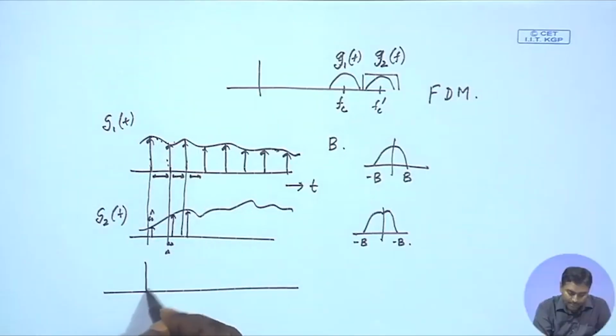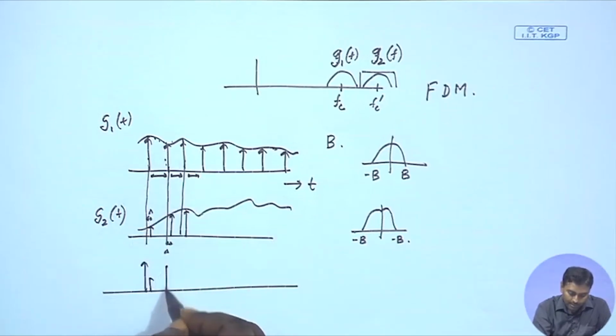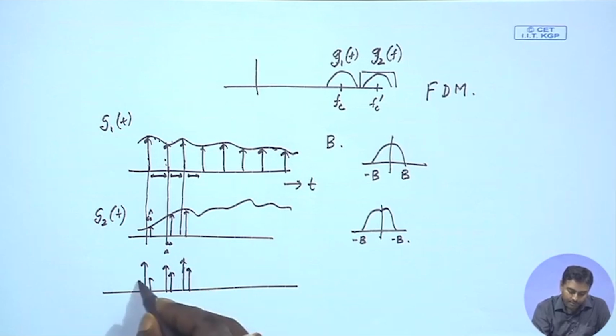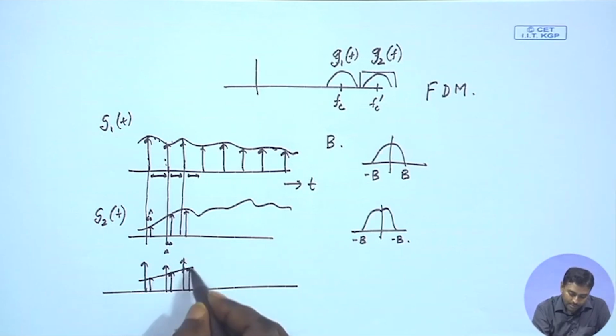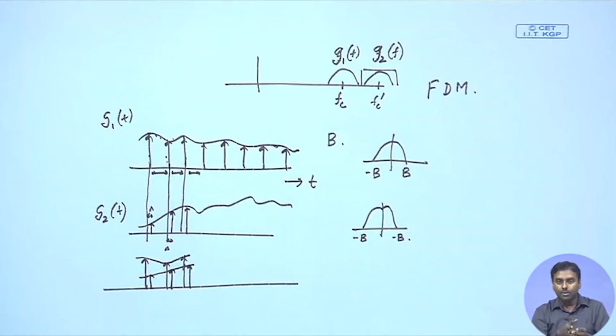There will be one sample from here, the next sample will be from here, then one sample from here, the next sample from here. If you just keep doing that, one sample from here and the next sample from here, and you start joining the corresponding sample tips, you will get your original message signal back, but these samples will coexist in the channel.